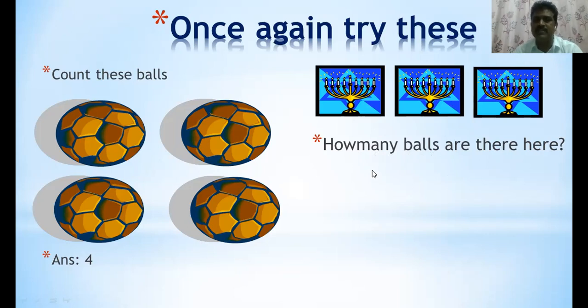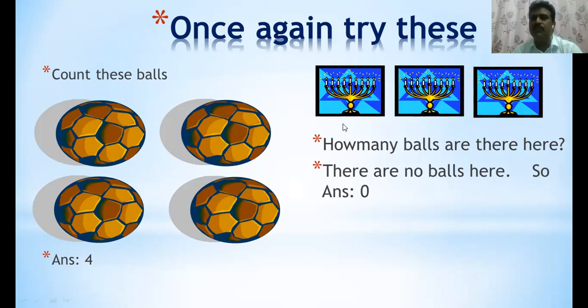I think you will say, no balls. Sir, no balls. Yes, there are no balls here. But I asked how many balls. How many means you have to tell a number after counting the balls. If you count, there are no balls. There are no balls means you have to say a number. You should not say that there are no balls.